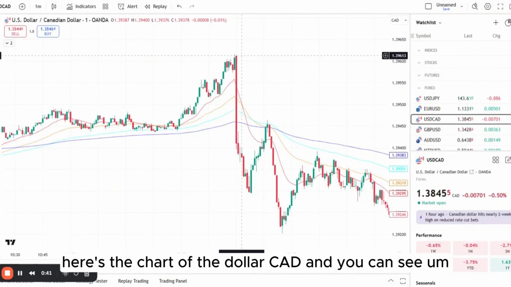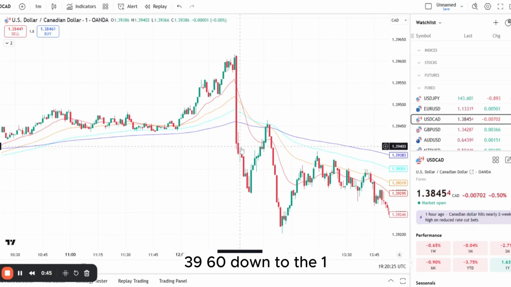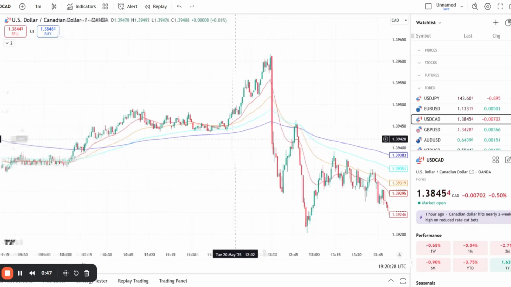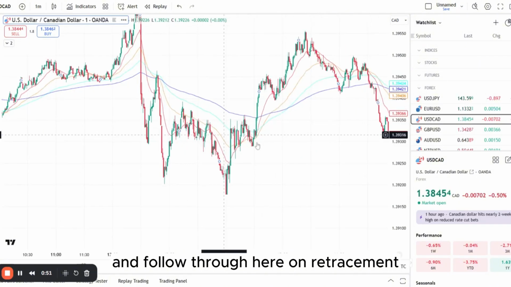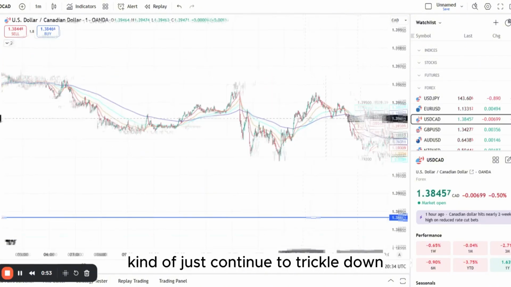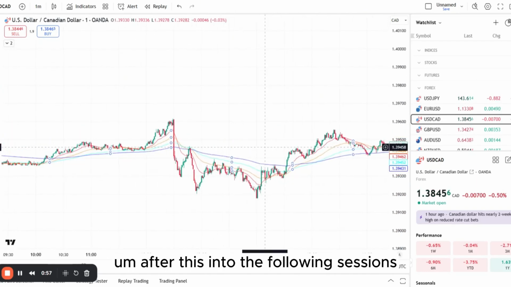and you can see this pair falling from the 139.60 down to the 139.40. And then there was opportunities for follow through here and follow through here on retracement, and then the market kind of just continued to trickle down after this into the following sessions.